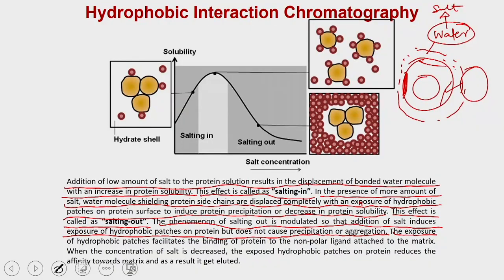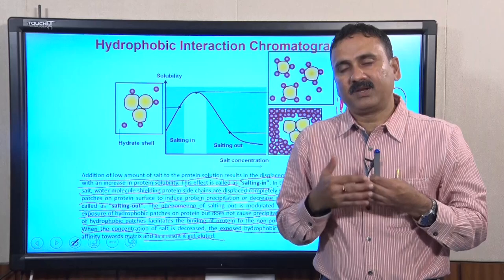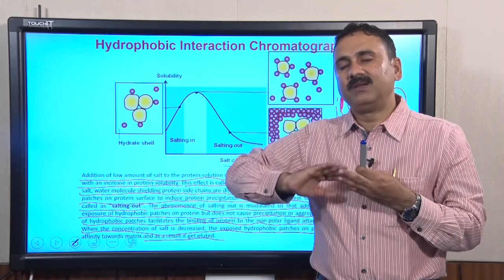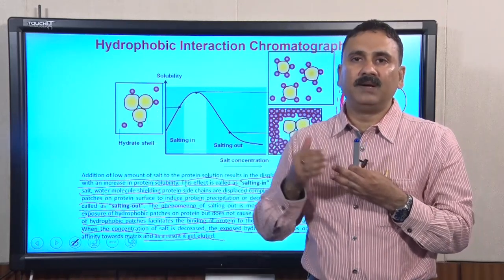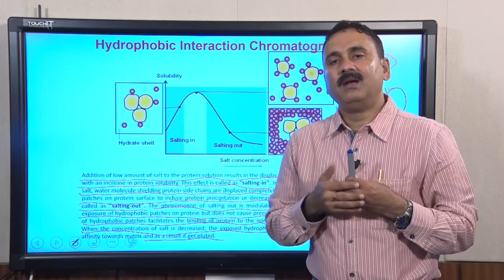The exposure of hydrophobic patches facilitates the binding of the protein to the non-polar ligands attached to the matrix. When the concentration of salt is decreased, the exposed hydrophobic patches on the protein reduce the affinity, and as a result the protein gets eluted. So once you increase the salt, the hydrophobic patches are going to be exposed, and that will facilitate the binding of the protein to the matrix.